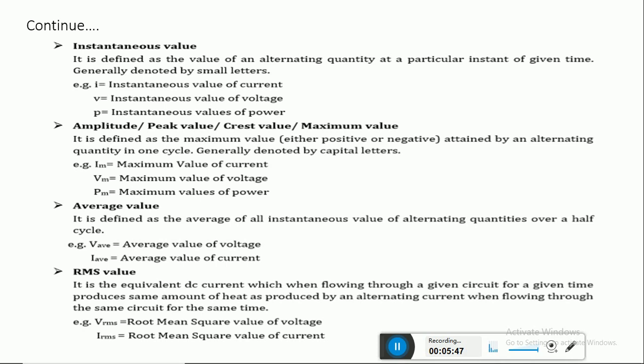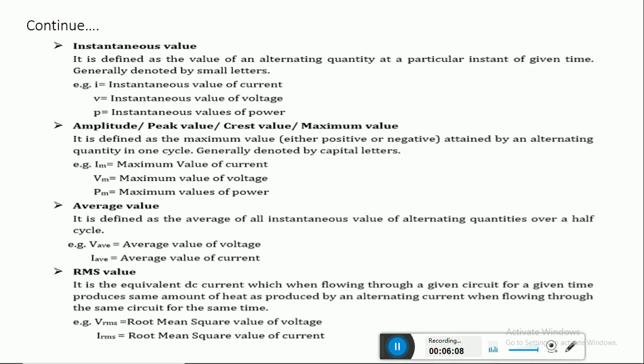Means we have an alternating quantity, so at every instant of time the current, we can say if we draw a waveform of current, it is different from 0 to 360. So if we want to find an average value of that signal, we will take the average of each instant of time, means from 0 to 2 pi, we will get the average value of the signal.